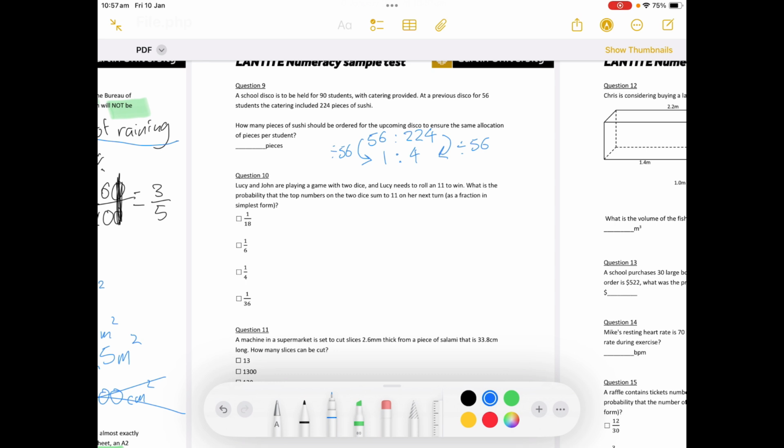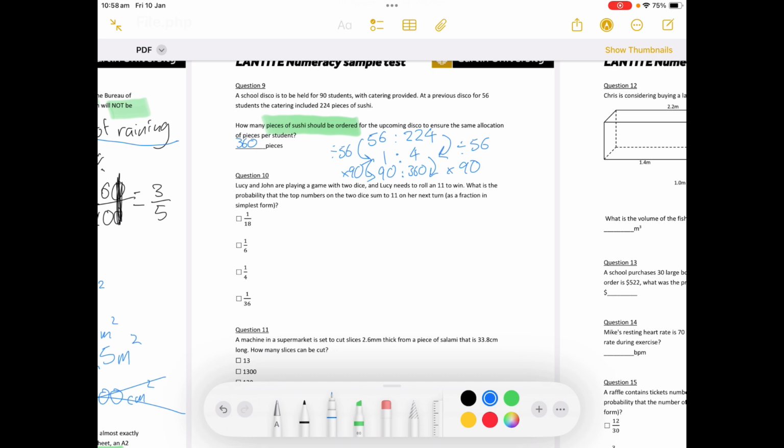Alright, so I know how many pieces of sushi each student gets now. Now we need to work out how many pieces of sushi we are going to order, okay? So that's what the question is asking. Well, I've got 90 students, and I need to work out how many pieces of sushi to order. To get from 1 to 90, I times by 90. So, to figure out how many pieces of sushi, I'm going to times 4 by 90. Okay? So, 4 times 90 will give you your answer. You can do that bit in a calculator if you want. And that's going to be 360, okay? So, we are going to order 360 pieces of sushi.